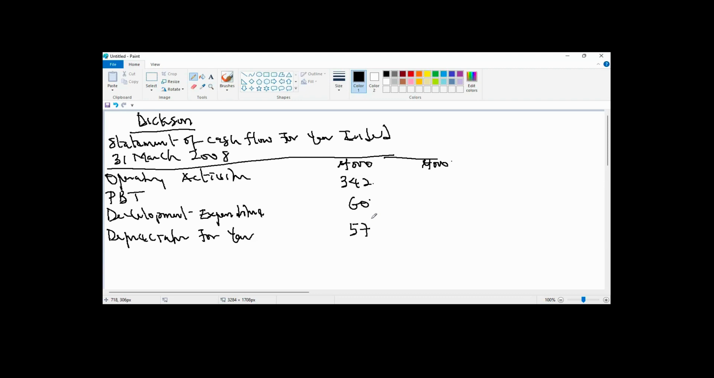The second on the template is information on disposal. Where am I going to see information on disposal? I will go to additional information. Don't forget, if profit is made, I will subtract. If it is a loss, I will add.